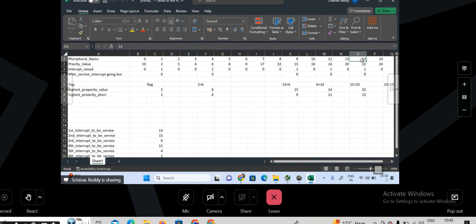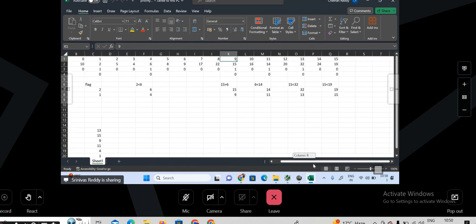Then again I go here. First I am checking this with this. From this I get the highest priority value. Now I go here and check this. Then I go here. Correct? I check this. Again, and so on. It goes here, again goes here, again goes here.